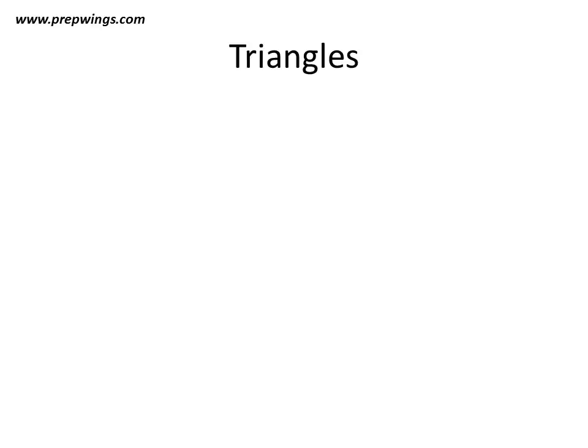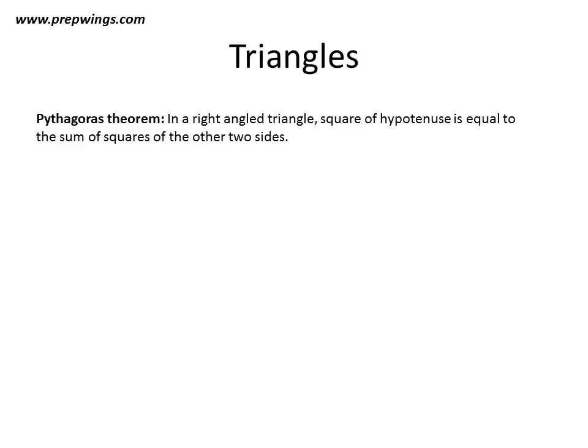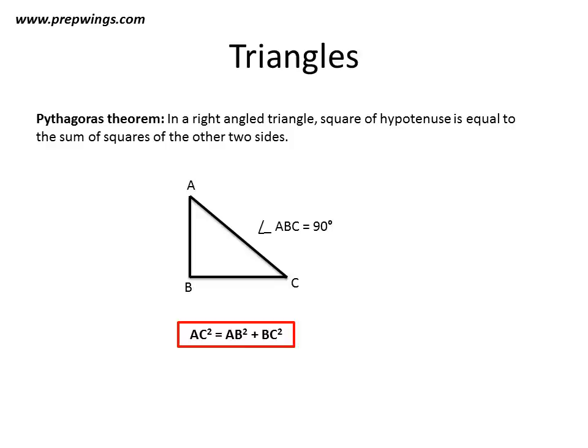Okay, so this is the second video on triangles. First we'll look at the Pythagoras theorem. The Pythagoras theorem states that in a right angle triangle, square of the hypotenuse is equal to the sum of squares of the other two sides. What this means is this triangle ABC is a right angle triangle where angle ABC is equal to 90 degree. Okay, so in this scenario, AC is the hypotenuse. So AC square is equal to AB square plus BC square. Okay, so this is about the Pythagoras theorem.